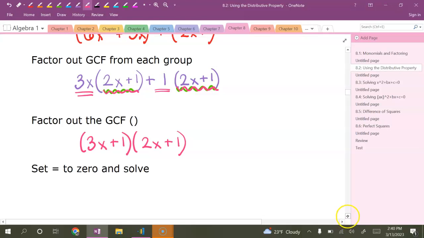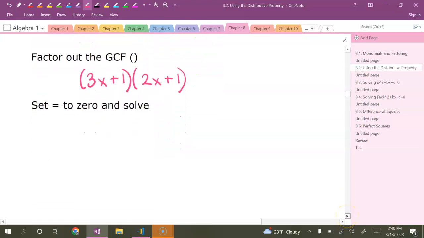Now the last thing that they're asking us to do is to solve it. So they want us to set these equal to 0 and solve. So I'm going to take 3x plus 1 and set that equal to 0. And then 2x plus 1 and set that equal to 0. Now if you're at this point, this is stuff that we've been doing since chapter 2. We've been solving these types of equations. Both of these happen to be two-step equations, but this should be something that you should hopefully at this point be feeling pretty comfortable with.